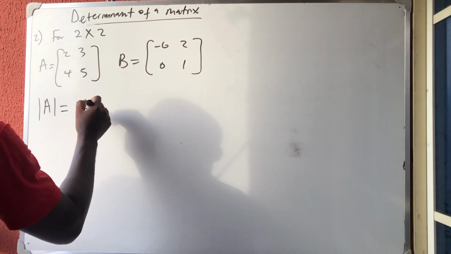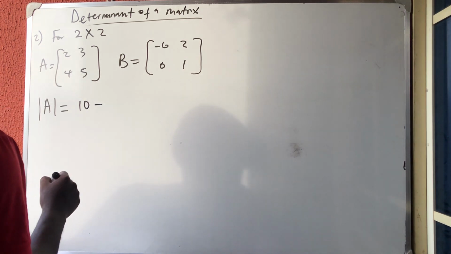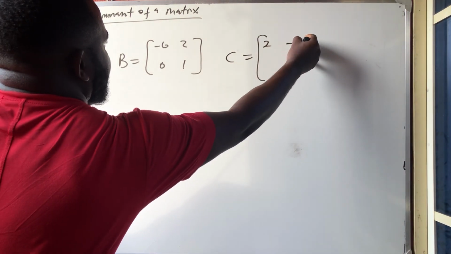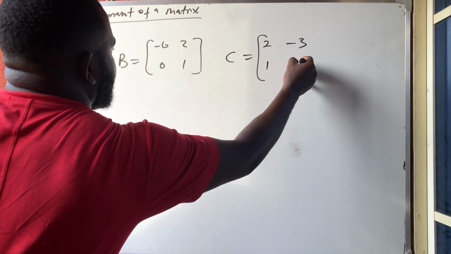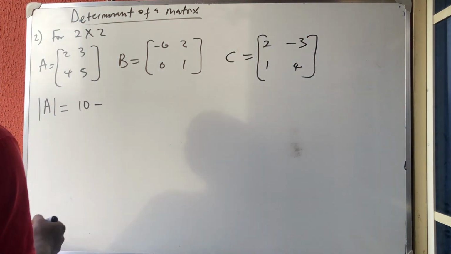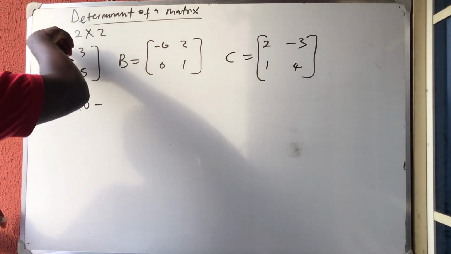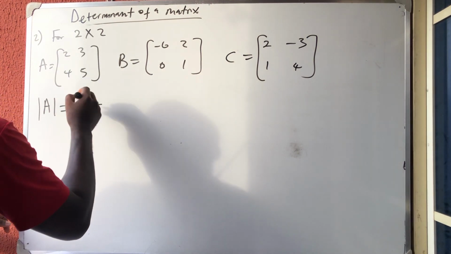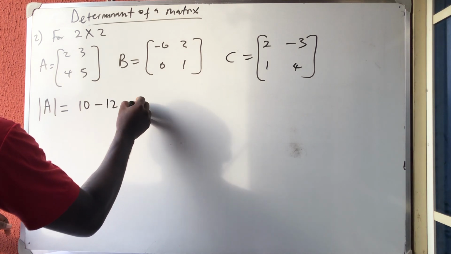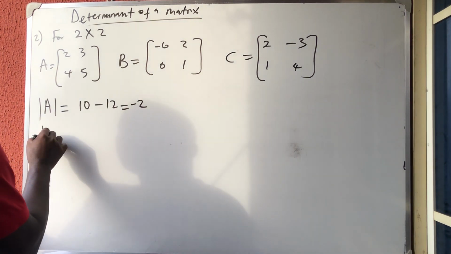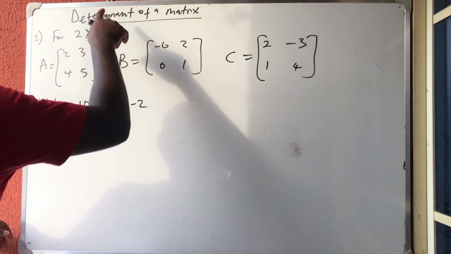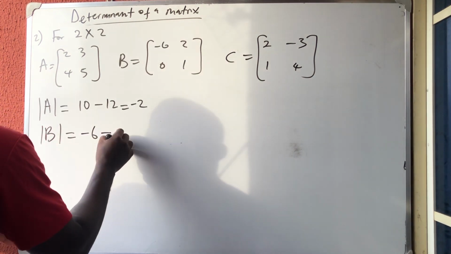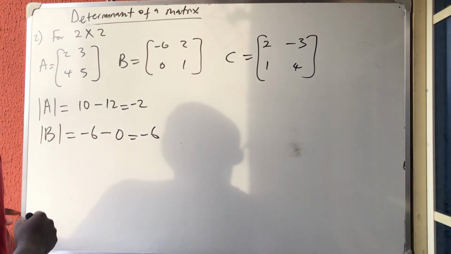So this time this will give you what? 10 minus this time this, you have what? Let's get C. C is equal to 2 minus 3, 1 and 4, for instance. Okay, so left like this first before right. This time this 10, this time this will give you 12. So what do I have now? -2. So determinant of B left again. This time this -6 minus this time this 0, which will give you -6.